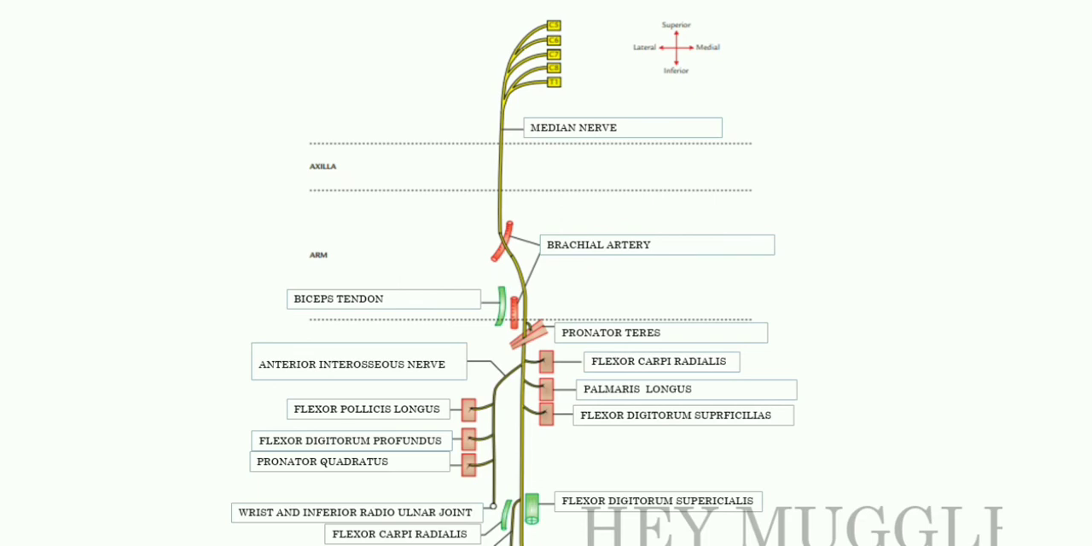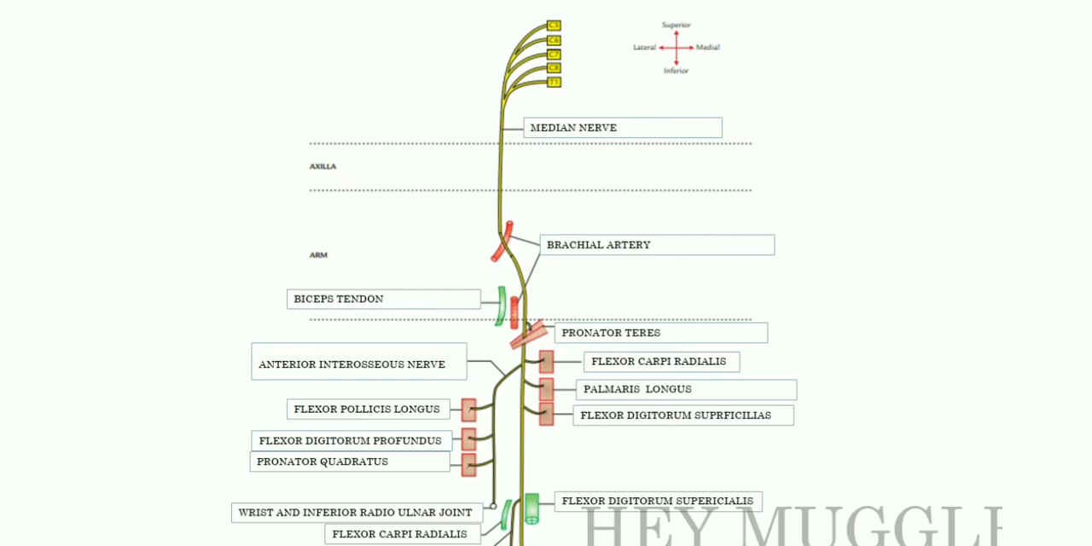Then it passes between the two heads of your pronator teres and exits the cubital fossa. It exits the cubital fossa by passing between the two heads of pronator teres and gives an anterior interosseous branch, that is your anterior interosseous nerve, and it is a motor nerve, right?